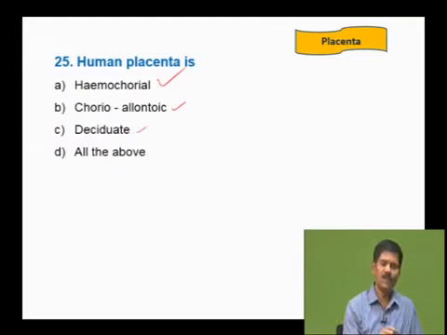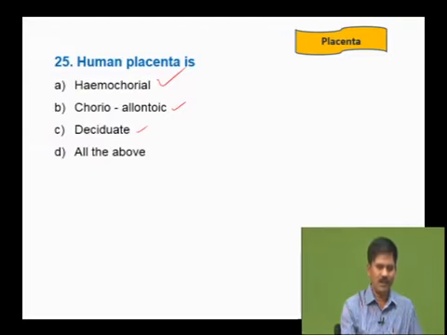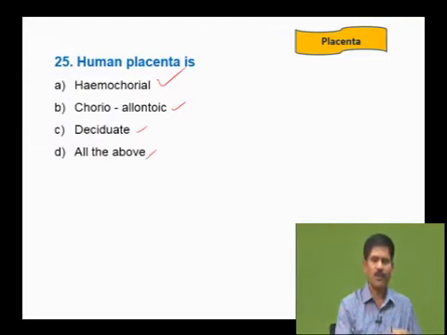But at the time of parturition, the placenta automatically separates, while the umbilical cord is still attached to the fetus. It is later separated by the gynecologist or birth attendants. So therefore all options are needed. The right option is D.